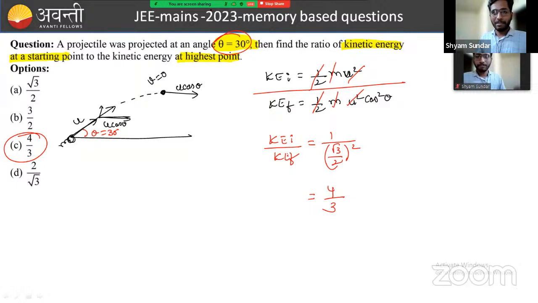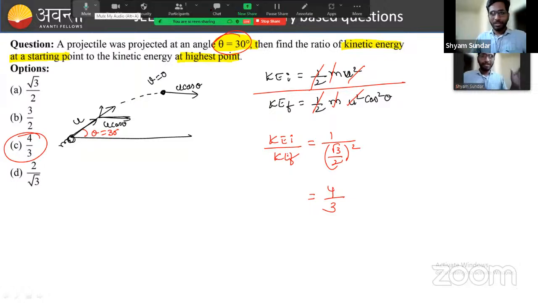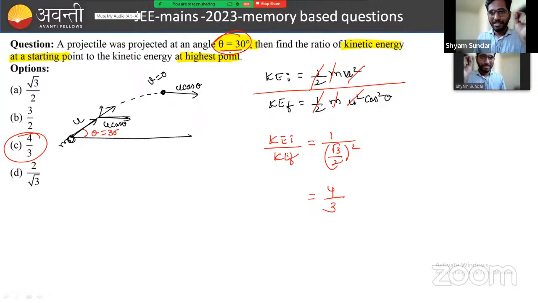Okay, guys, let me know how many of you understand. Look here: a projectile is projected at an angle of 30 degrees. We need to find the ratio of the kinetic energy at the starting point to the kinetic energy at the highest point. We need to calculate ratios.